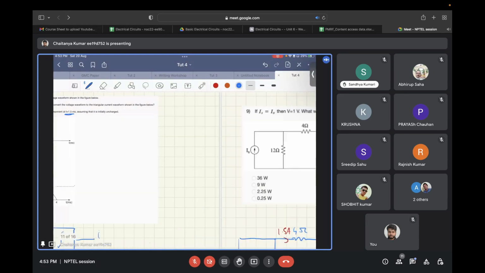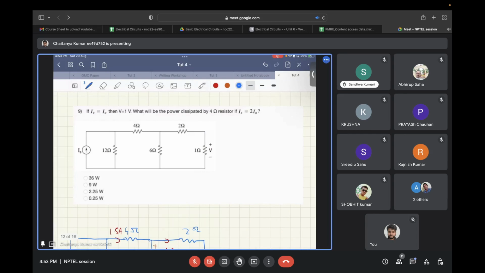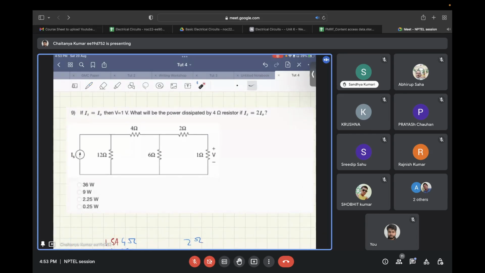Okay, so let's move forward. Here you have been given a current source pumping current into this resistive network, and it is given that when this current source pumps a value of current I naught, the voltage V developed across the 1 ohm resistor is 1 volt. It is asked what will be the power dissipated in the 4 ohm resistor if this current is doubled, that is, increased to a value of 2 I naught. So please try it out.